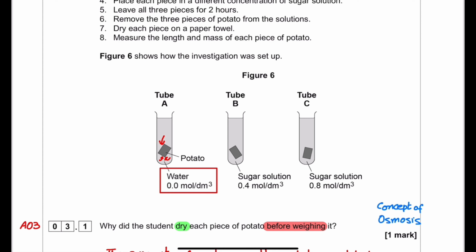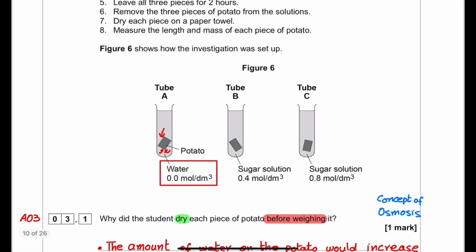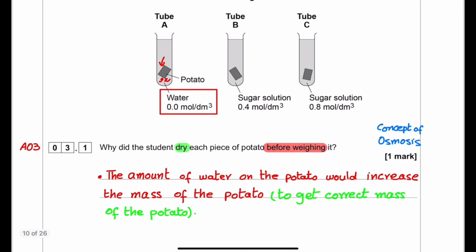The student has to do this because the amount of water on the potato will increase the mass of the potato. To get the correct mass of the potato, the student needs to use point number 7. Let's see the model answer, which the student can write for the exam, and it is a 1 mark question.